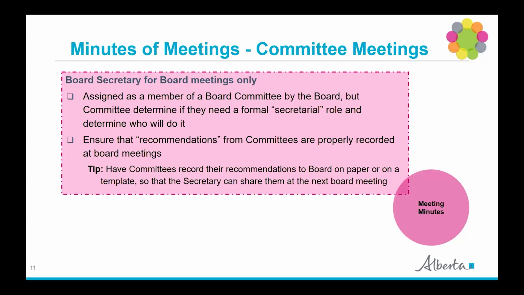One aspect of committee work that the board secretary should be aware of is ensuring that recommendations proposed by the committees are properly recorded at board meetings. This is not about the role of the board secretary in the committee, but rather their role as the board secretary of the board. They need to ensure that all committee recommendations are recorded and accessible to all board members.